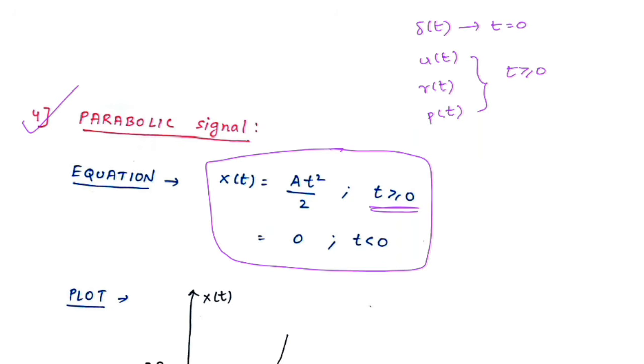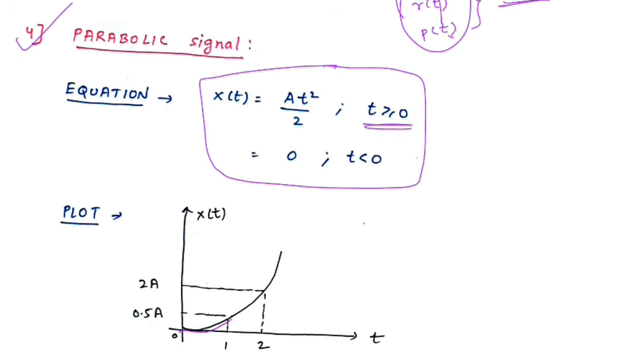This is very important because, for these signals, maximum times Laplace transformation or property related questions are asked on these three signals. So you have to take special care that these three signals, that is u of t, r of t and p of t, work at t greater than or equal to 0. Now if you plot this, it is a parabolic curve. So you have to put the value of t and get the value of x of t.